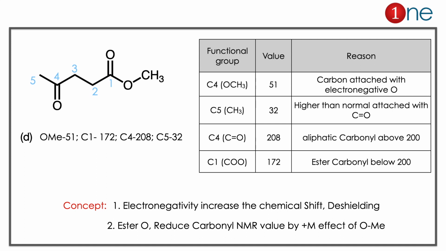Now the competition between 51 and 32. 51 comes for the deshielded carbon, so it definitely comes for the methoxy carbon, and the least one is the fifth one, which is 32. So the concepts you have to learn here: electronegativity increases the chemical shift due to deshielding. Second, ester oxygen reduces the NMR value because of the plus M effect.